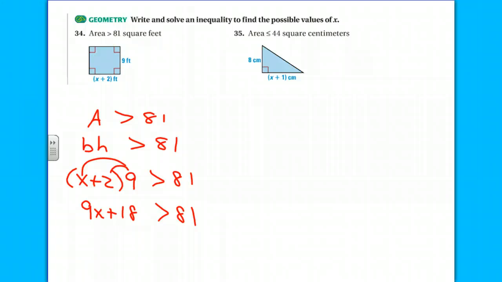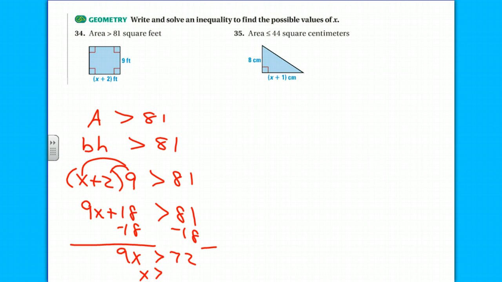Did anybody find it? Tatum, what'd you get? Was it 72? So x is greater than, or is it 63? 63. So she says x is greater than, when she divides it out, 7. So there you go. It could be anything greater than 7, which is true. Okay?